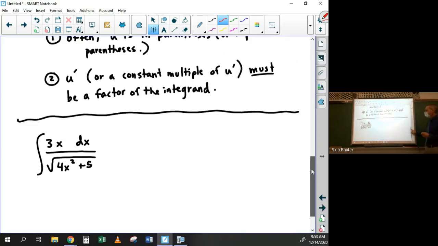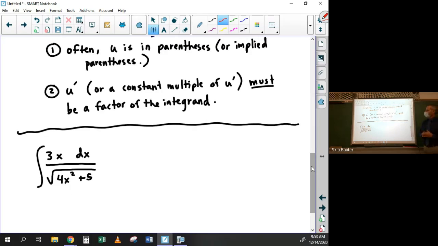Remember the two rules. Often it's in parentheses or implied parentheses, and u prime, or a constant multiple of that, has to be a factor of the integrand. So what do you think? Any ideas? I won't yell at you if you get it wrong.